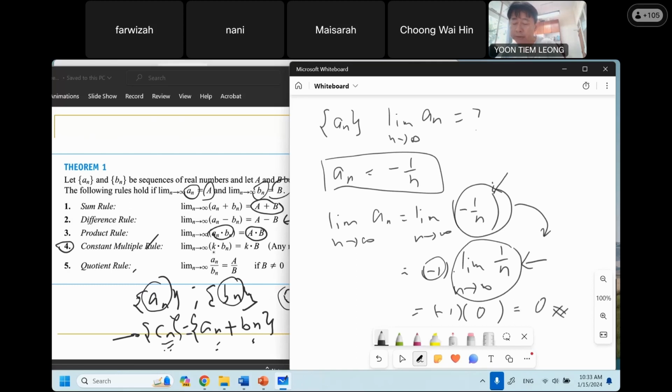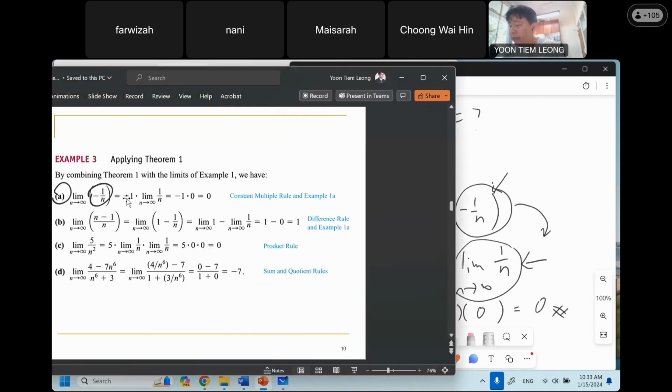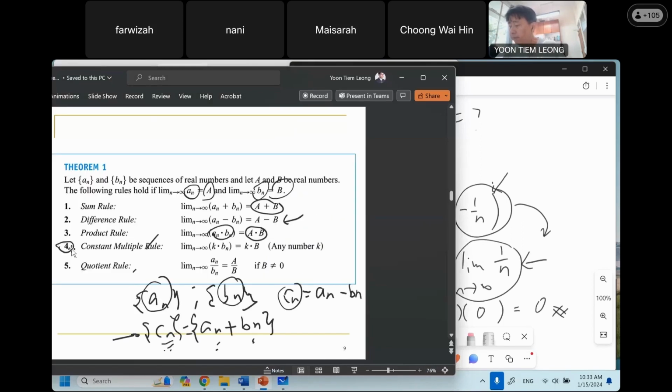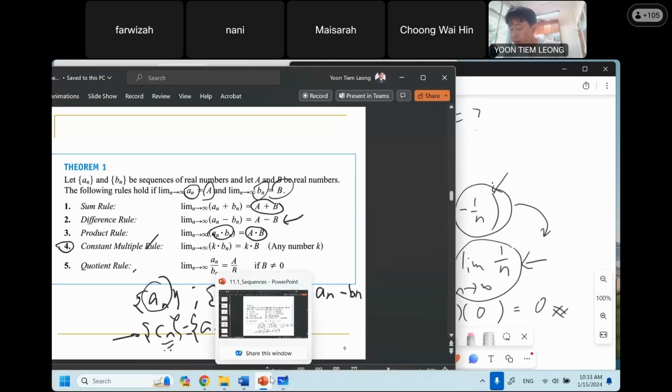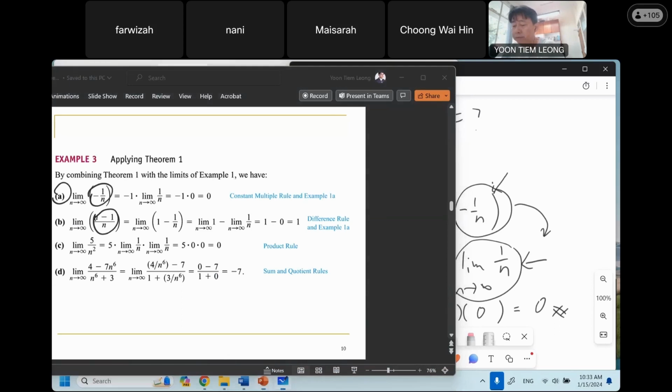So the fact that I'm writing this down is making use of theorem 1, item 4, which may seem very obvious, but you can only do that with theorem 1, item 4 given to you. The same thing could also apply to, say, example 5b. You're asked to find the limit of the sequence n minus 1 over n, where n goes to infinity.